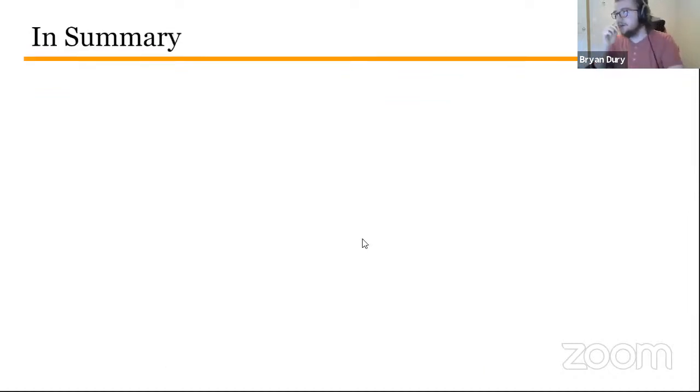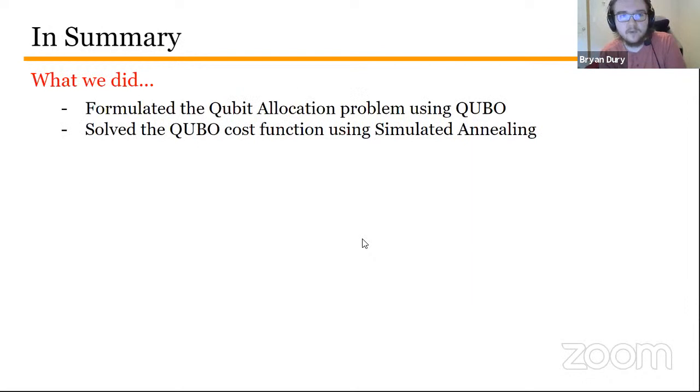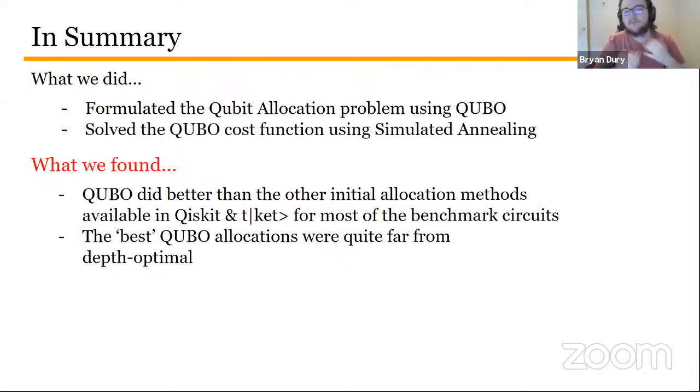So let's summarize what happened. We formulated the qubit allocation problem using QUBO, and we solved the QUBO cost function using simulated annealing. We found that QUBO did better than the other initial allocation methods available in Qiskit and TCAT for the majority of our benchmark circuits, but we found that the best QUBO allocations were quite far from depth optimal.